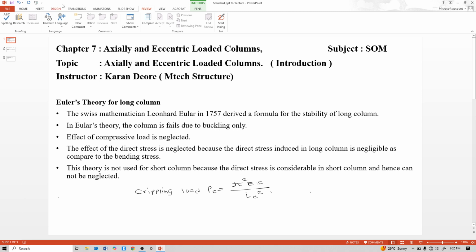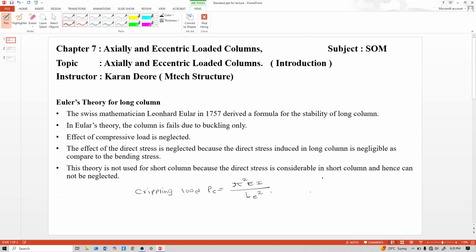We will see it again. This is our chapter 1 concept, but we need to see it. Stress is directly proportional to strain. Stress is equal to constant into E, and stress upon strain is equal to constant, and this constant is nothing but the modulus of elasticity, the ratio of stress to the corresponding strain.